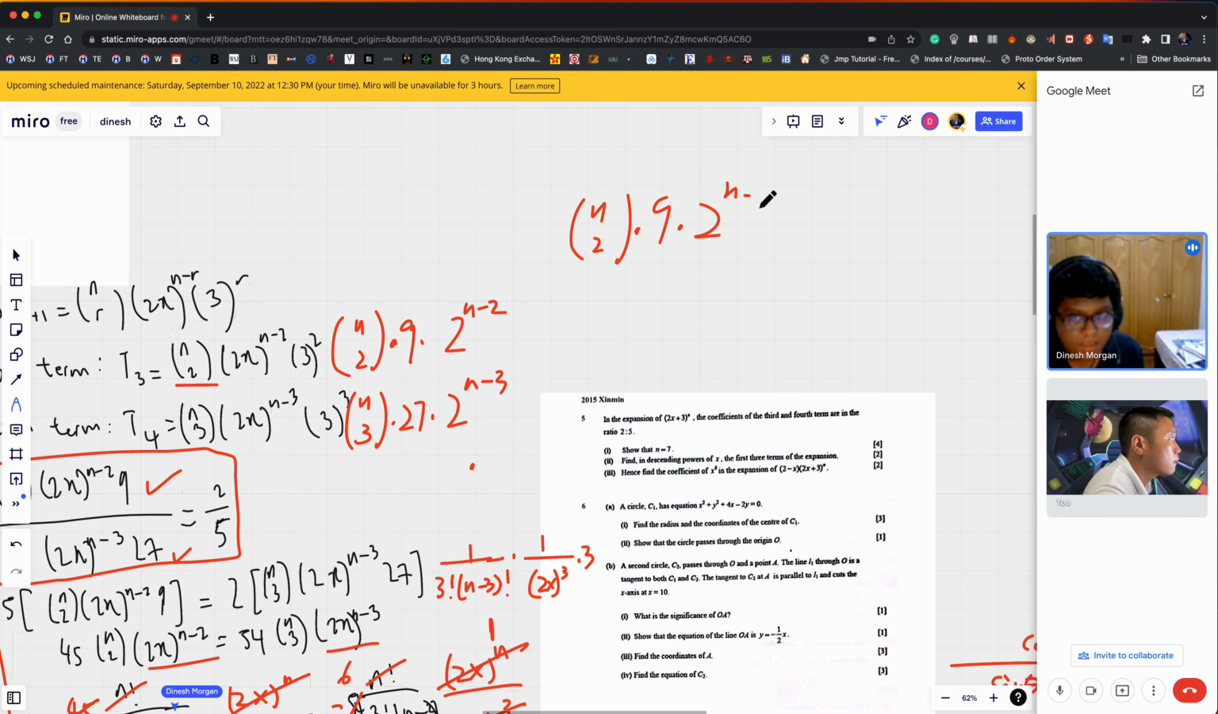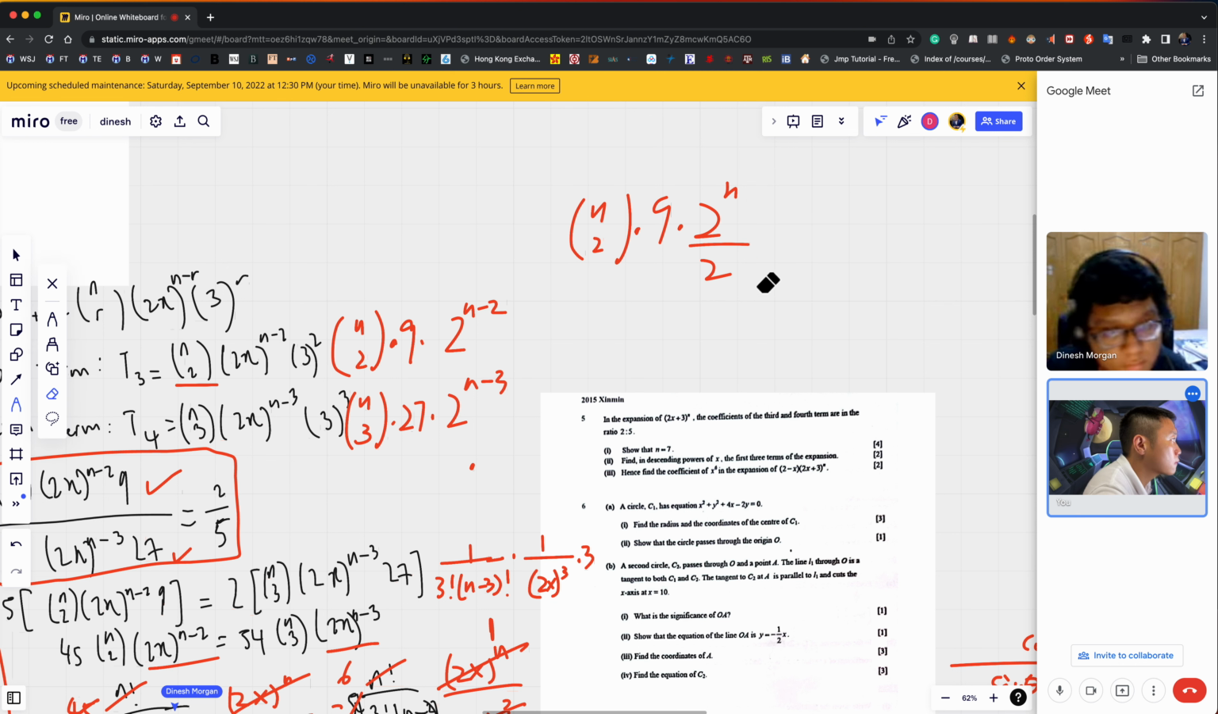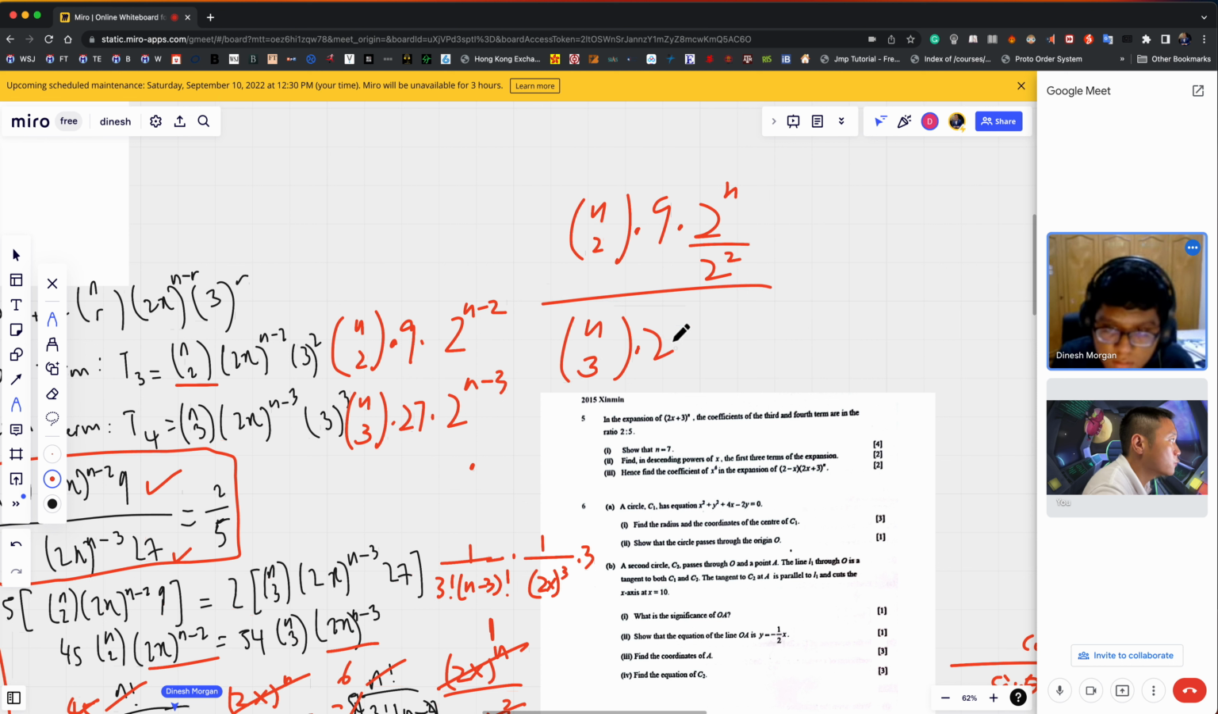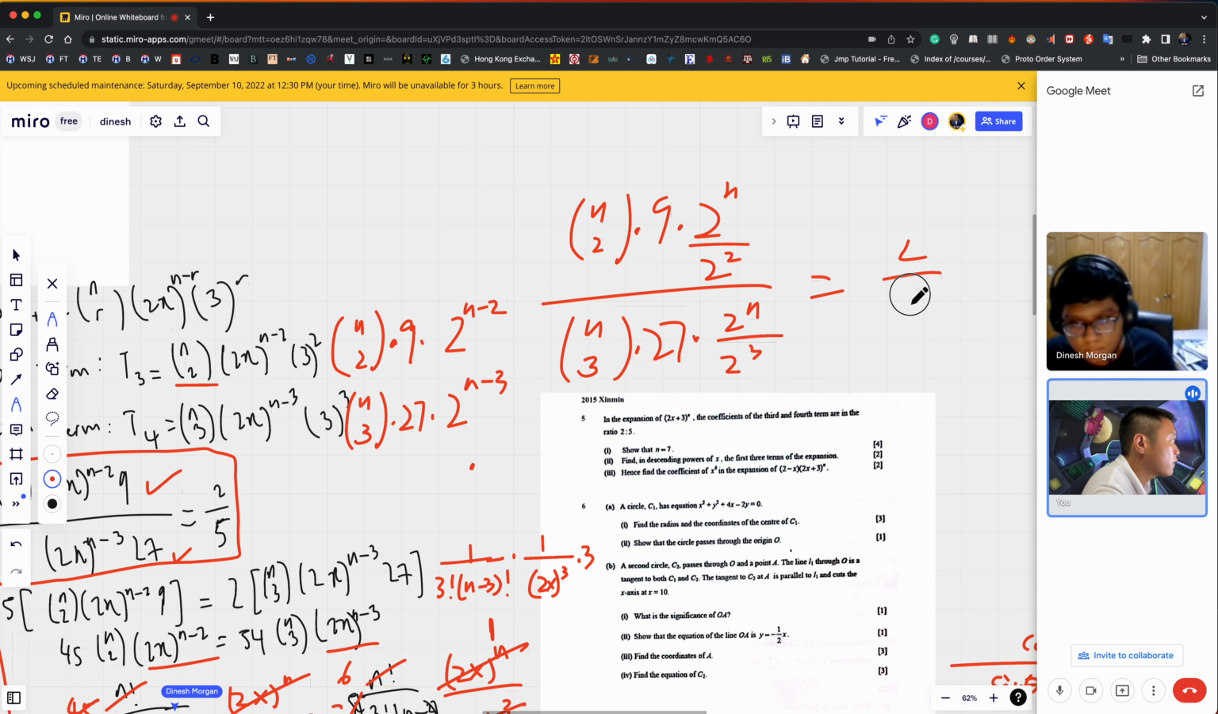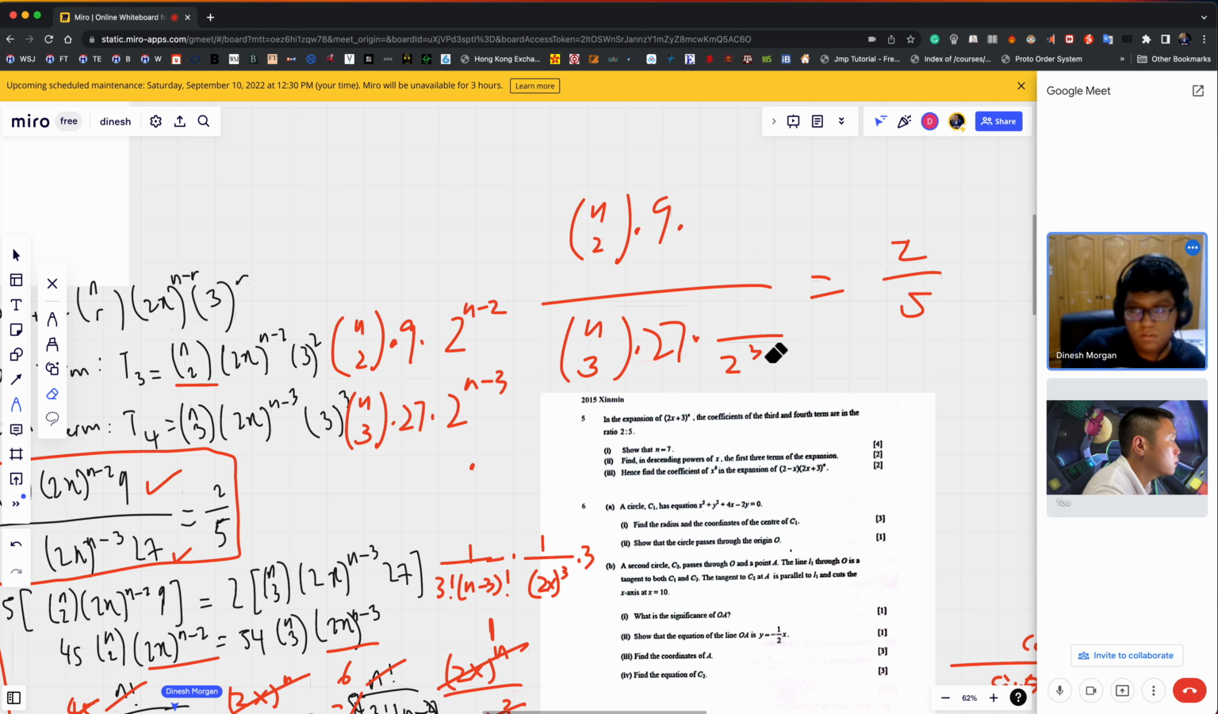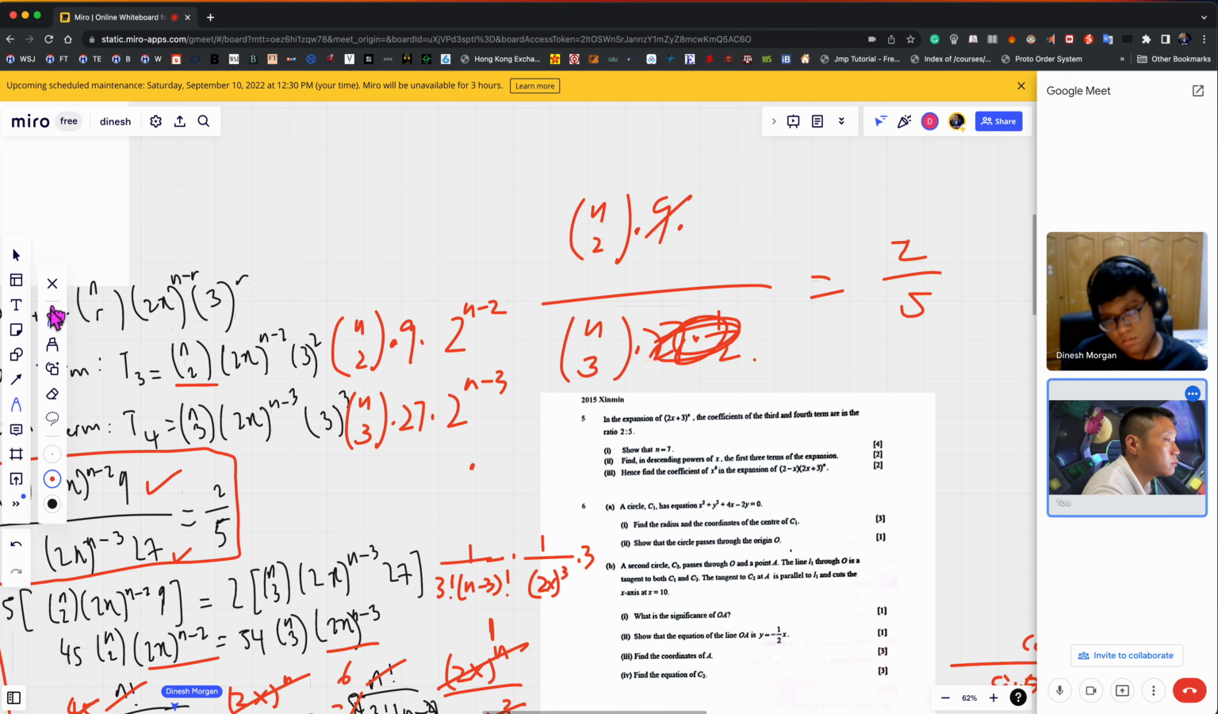2 over 5. So this is 2 to the 2, and this is n choose 3. This is 27. And this is 2 to the n, and then 2 to the 3. And this is 2 over 5, right? So gone, gone, gone. So two left. Actually, it's 1/2 left. Then 9 gone, 3. So this is 3/2.